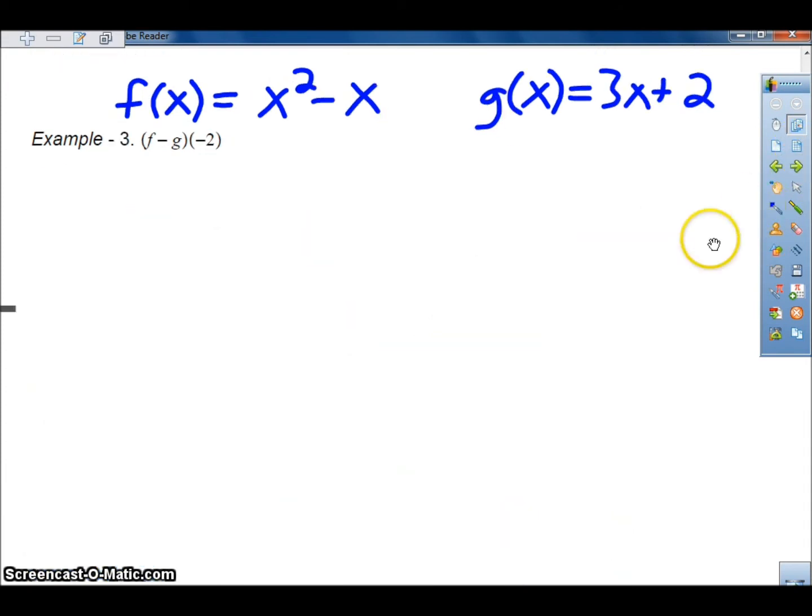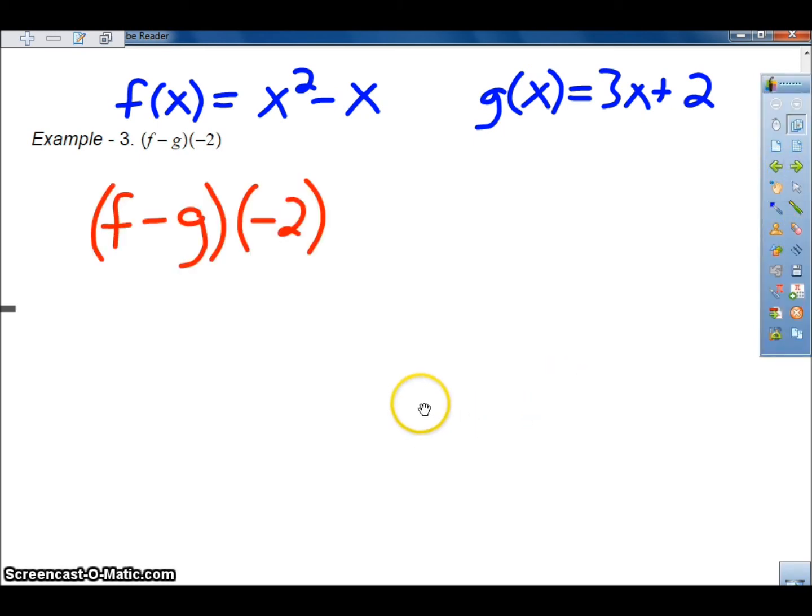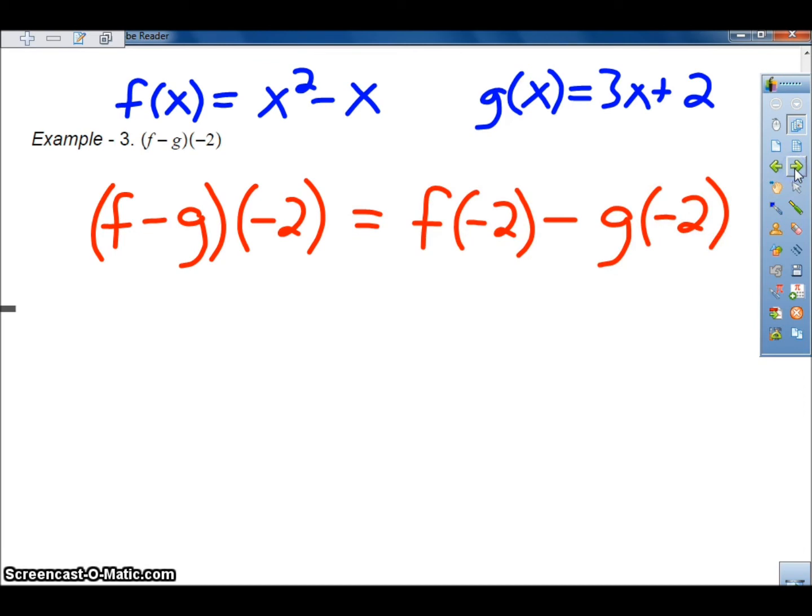All right, let's look at another example. Using the same two functions, let's find f minus g of negative 2. To find f minus g of negative 2, the definition of what that notation means is to take f of negative 2 and subtract g of negative 2. So f minus g of negative 2 is equal to f of negative 2 minus g of negative 2.